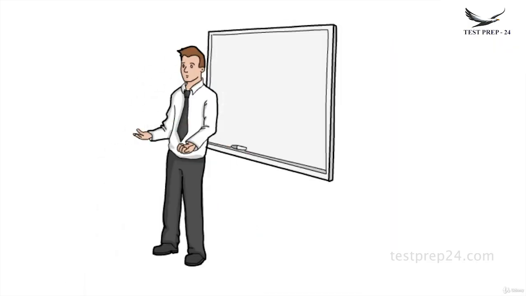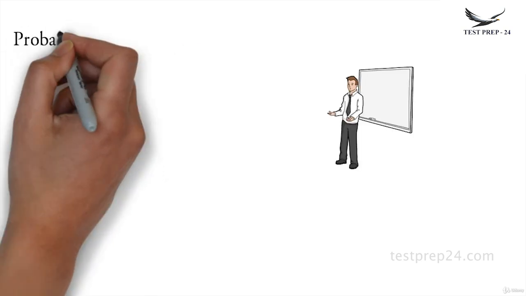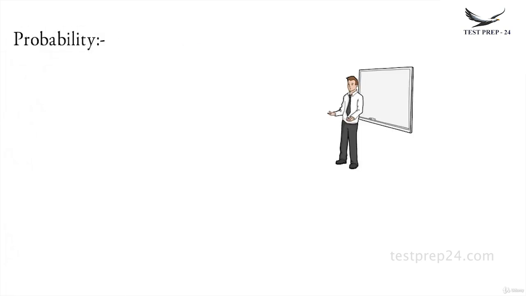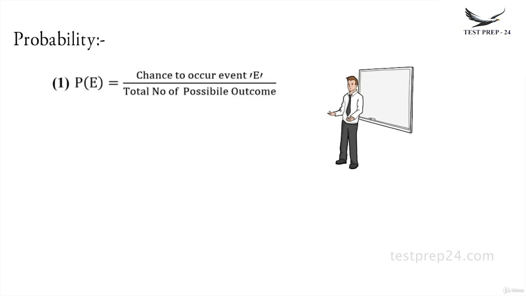Hi friends, today we are going to discuss probability. So probability is nothing but the chance of an event occurring or happening. The probability of an event, we can say P of E, is the chance for the event E occurring divided by the total number of possible outcomes.